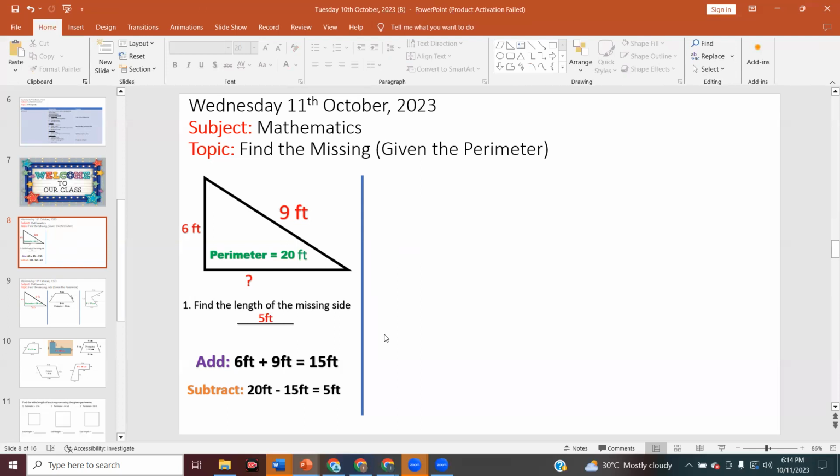What did you do? I add 9 plus 6 and I count up until I get 20, and that was 5. Mm-hmm, that's a good way. That's a very good way. I like that. But you need to show working, so you still have to subtract, add and subtract. Okay, but that's a good intuitive way to get it.